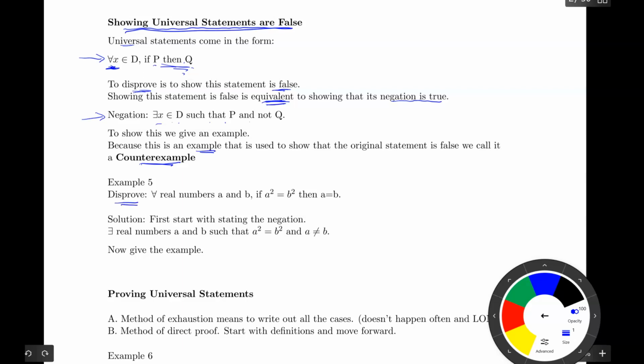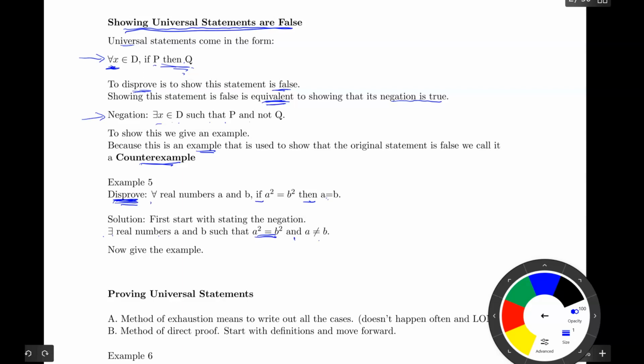Okay, so here we go. We're disproving this: for all real numbers a and b, if a squared equals b squared, then a equals b. I'm telling you to disprove that because you know it's not true. We're walking through what seems like a simple thing, but it's a process. First, we take the negation, which would be: there exist real numbers a and b such that, remember, if you're taking the negation of an if-then, there is no if-then, so it's this and not this.